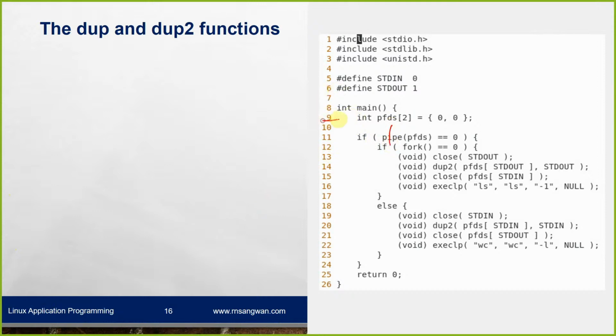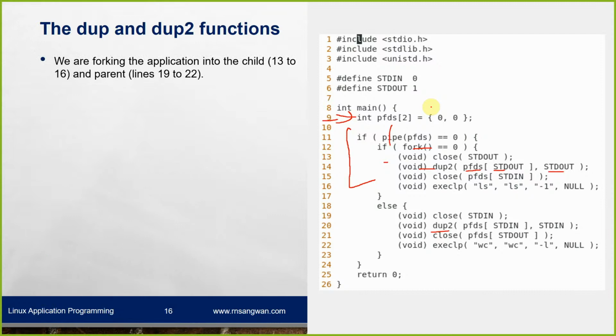So here with the same function we are creating conditions and a simple fork call, duplicate2 using this standard out, and we are creating the duplicate. This is a duplicate2 function created and being used in this example. So we are forking our application into the child, line number 13 to 16.